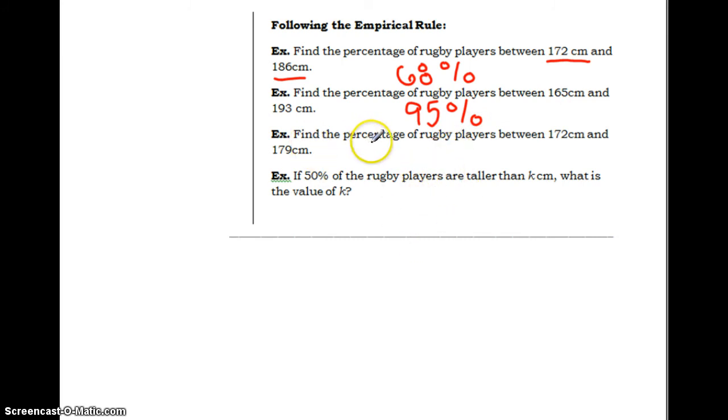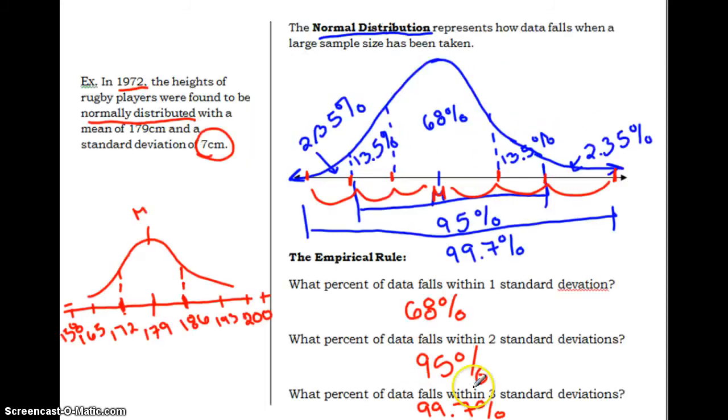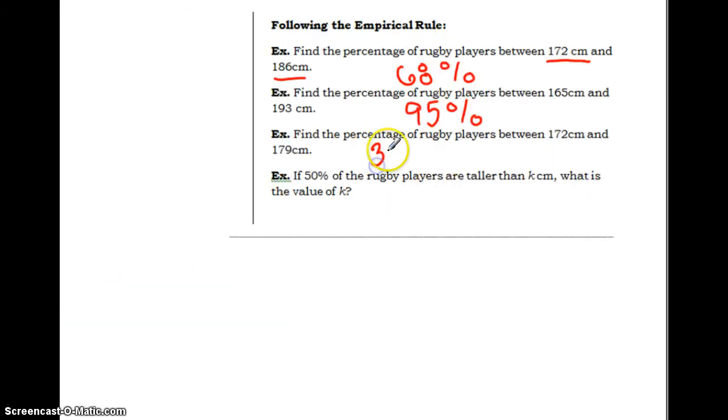Find the percentage, number 3, find the percentage of rugby players between 172 and 179. So let's look back. 172 and 179. Ooh, that looks like it's just half of the 68, right? So half of 68 makes 34.